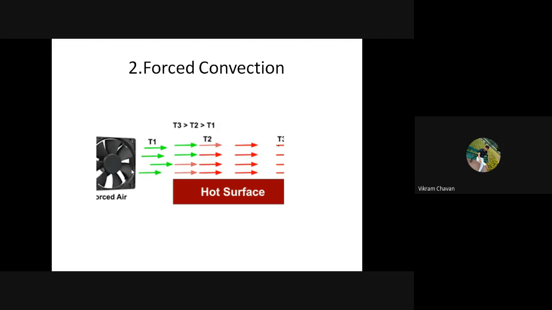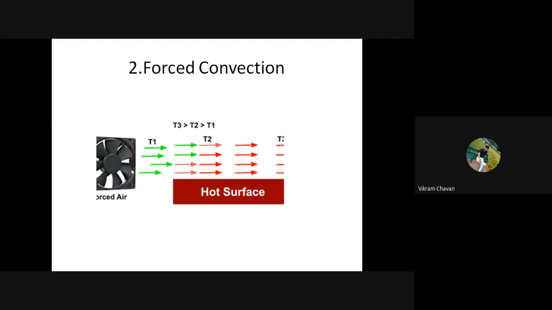So in that case you start the room fan, and the air will flow over your body. In that case the heat will be carried out by that particular air from your body. So forcefully we are transferring the air over the body or a hot surface to carry out the heat. Naturally also it is happening.